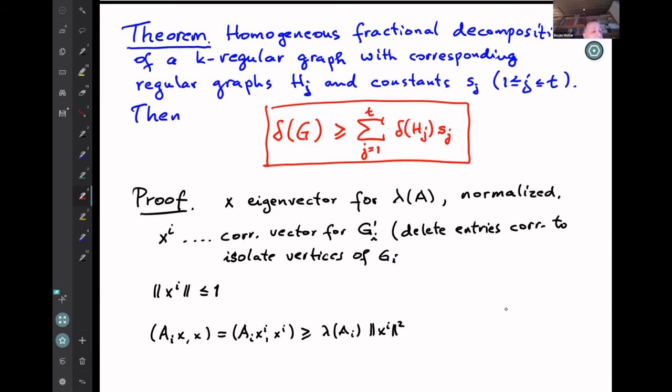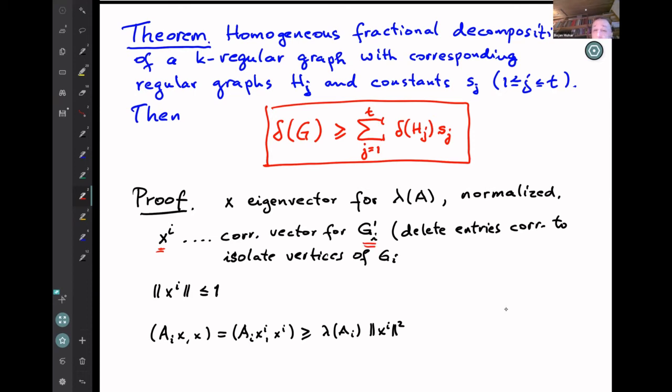Now I'd like to spend a minute explaining the proof of this. It's a simple proof, but all ingredients are somehow necessary, and it goes as you would think it should go. You take an eigenvector for the smallest eigenvalue of the graph G, let's say of norm 1. And then you take the values of this eigenvector on the subgraphs.